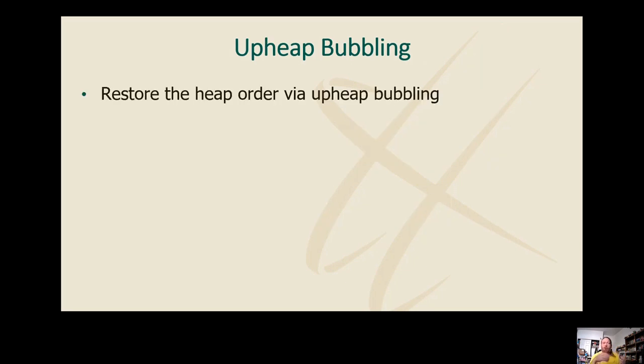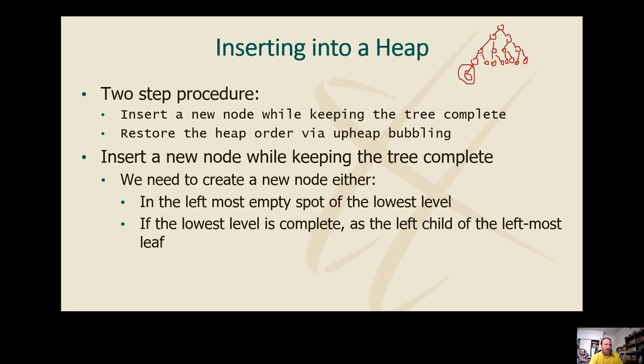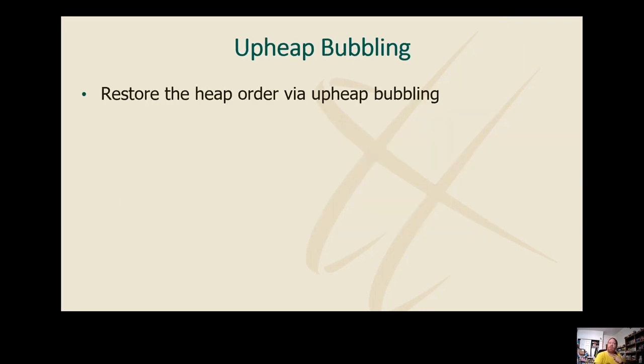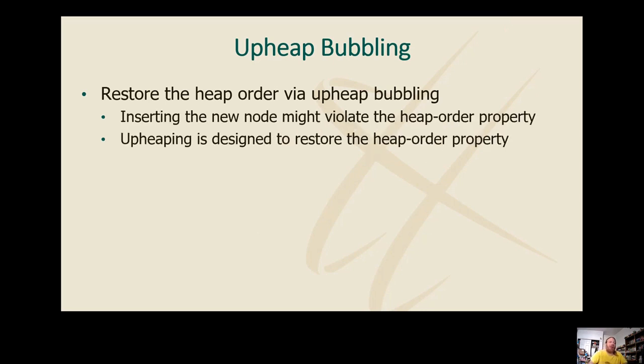Well, we have to restore our order via upheap bubbling. Why? Well, what if this node here has the lowest ordering value in the entire heap? That should be at the root, but it's not at the root, so it's not a heap anymore. So we need to make sure that we get back into that heap order. And this is how we do it.